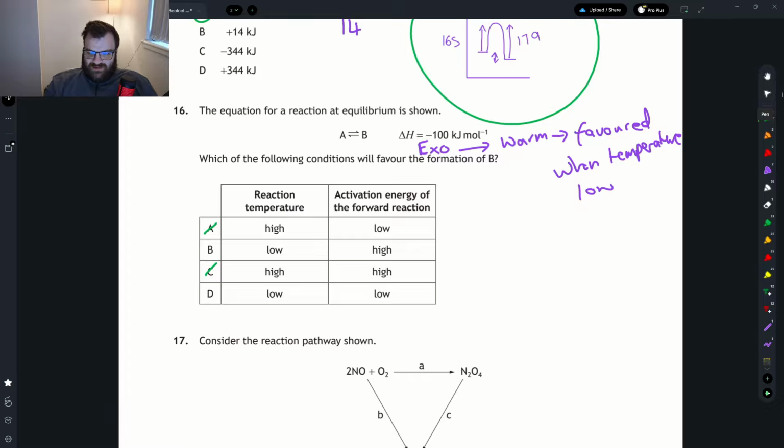For a low activation energy, what that means is it's easier for the chemicals to react. It requires less energy for the reaction to take place. So a low activation energy makes it more likely for a reaction to take place, and that's going to make D our correct answer there.